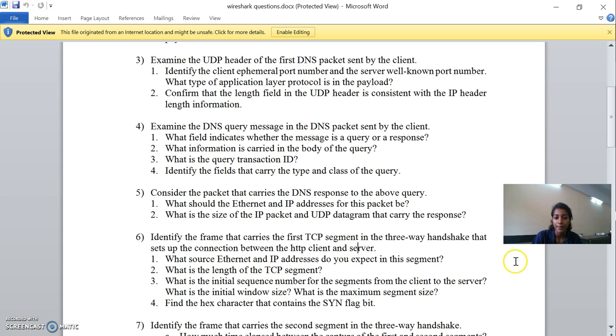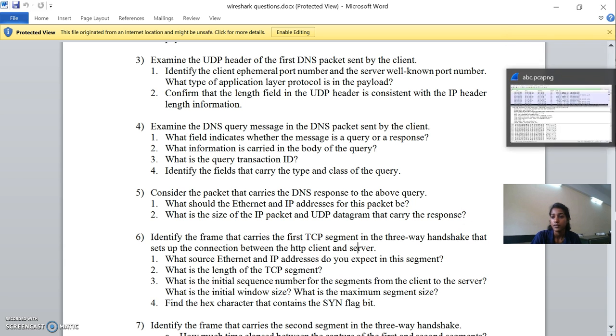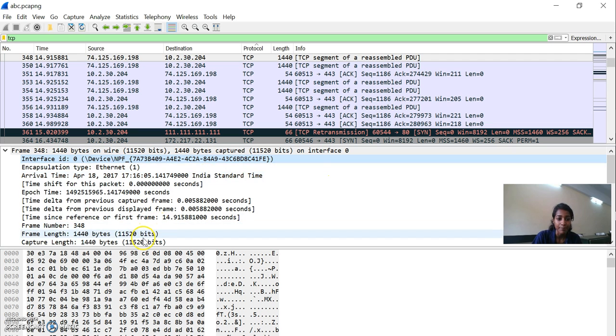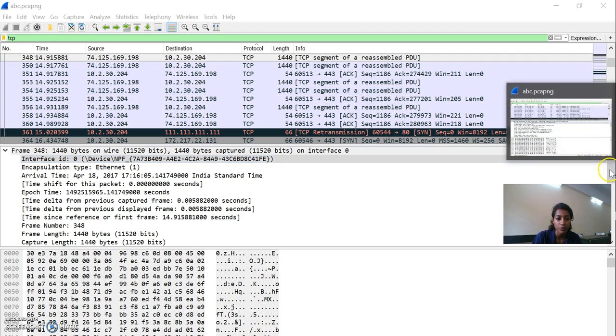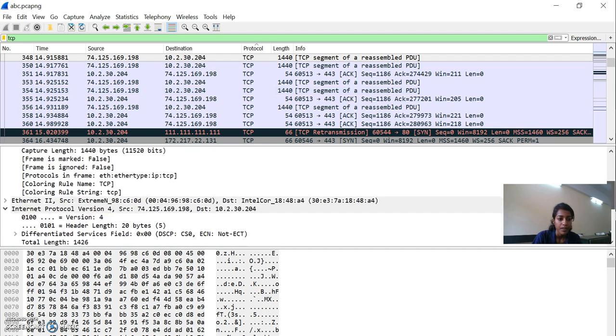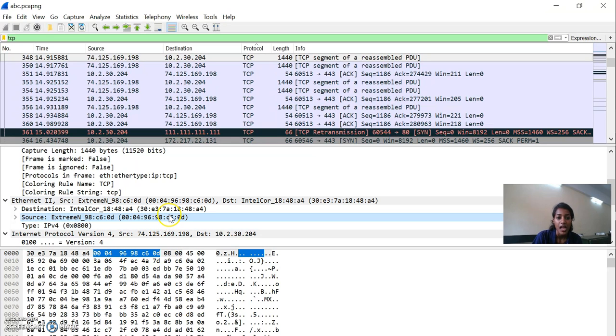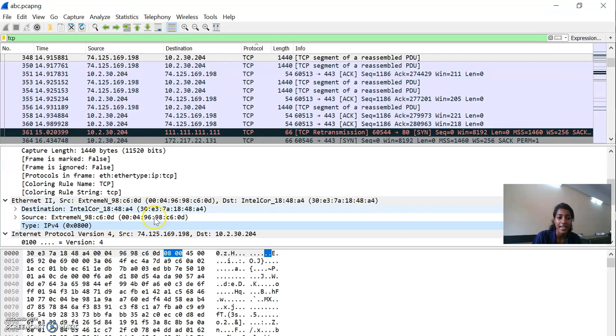What source Ethernet and IP address do you expect in the segment? What is the length, initial sequence number of the segment, and sync flag bit? Okay, so go here. As you can see, the interface ID is this, the encapsulation type is Ethernet 1, and the frame length is 1440 bytes. Capture length is also 1440 bytes, which is equal to 11520 bits. And the protocol, the Ethernet connection destination address is Intel Core 18:48:A4, and source, this is IPv6 address format for the destination source, and the type is IPv4.